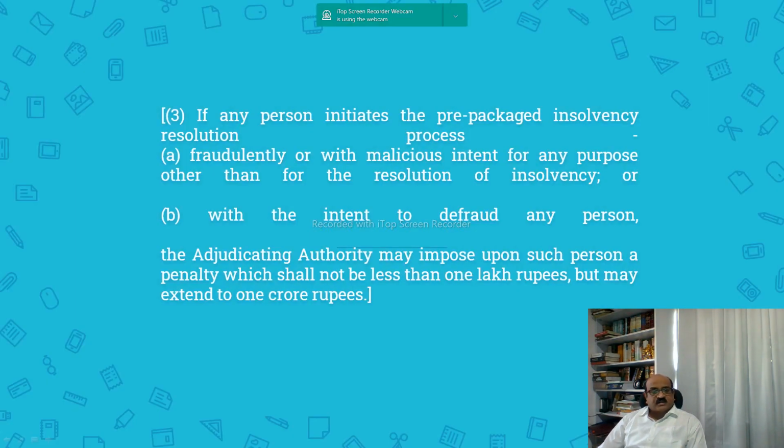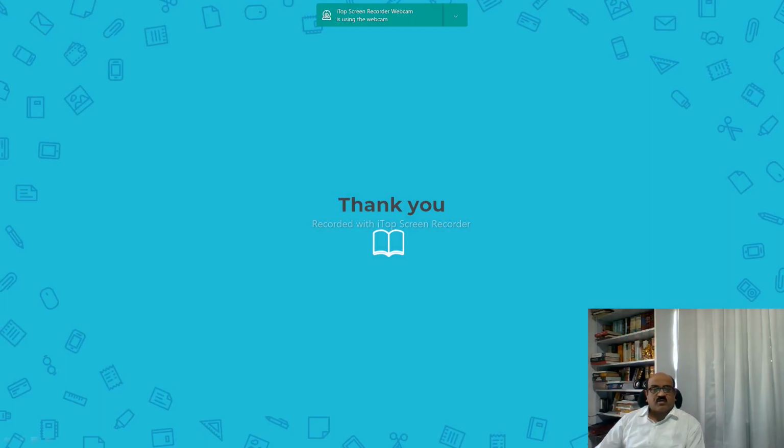Subsection 3, if any person initiates the pre-packed insolvency resolution process fraudulently or with malicious intent for any purpose other than for the resolution of insolvency or with intent to defraud any person. Pre-packed, this is most important, pre-packed insolvency resolution process. If that is the case, and that too with fraudulent and malicious intent, if you are in a position to prove these points, then definitely strict action can be initiated under Section 65 of IBC. Now this is all about the law.